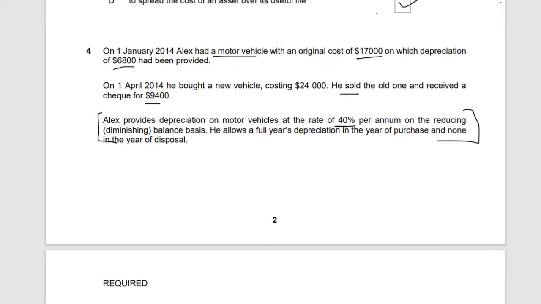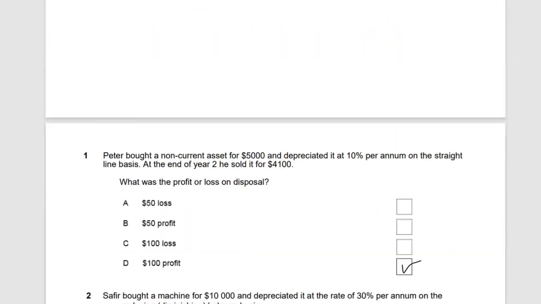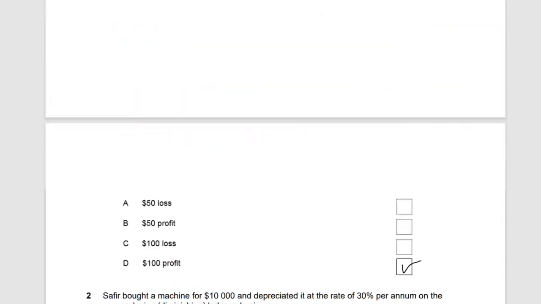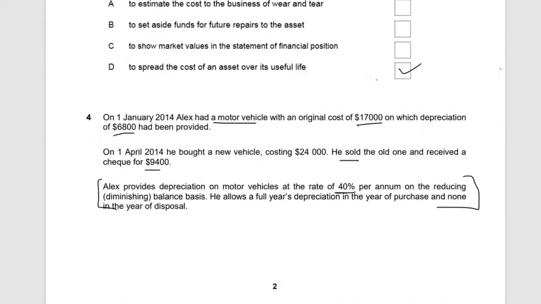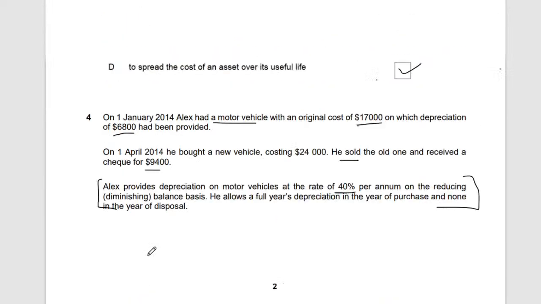So we're going to end the live stream a bit early. Hopefully you enjoyed this small live stream right here, explaining straight line and diminishing balance methods, the purpose of depreciation, and doing one depreciation question.